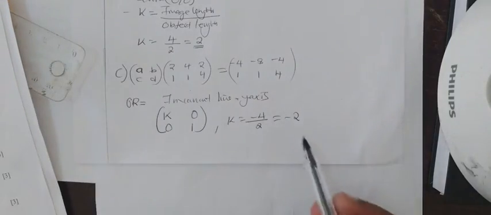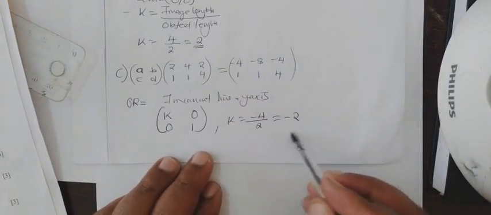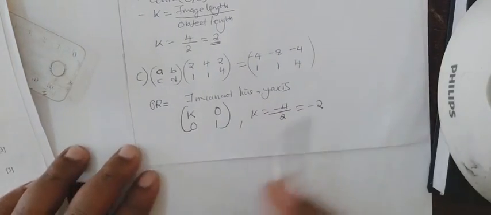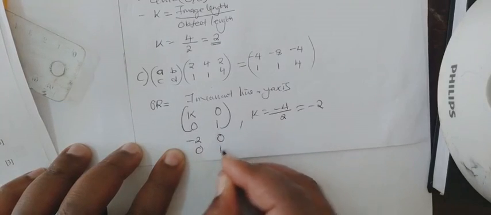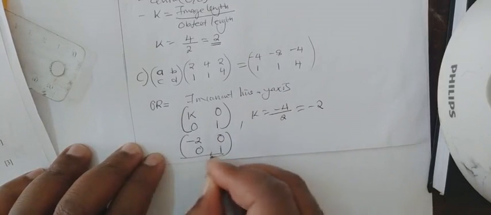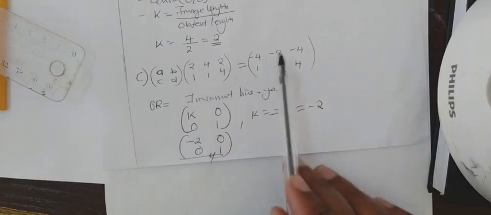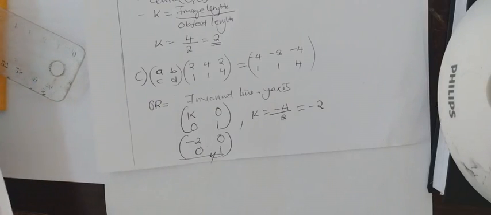So I know that my stretch factor is this one, meaning that my matrix will be (-2, 0, 0, 1). And this is your answer. Alternatively, you can multiply this by that, equate it to that, create simultaneous equations, solve them, and your answer will be this matrix. We can go to the next one. We go to D.